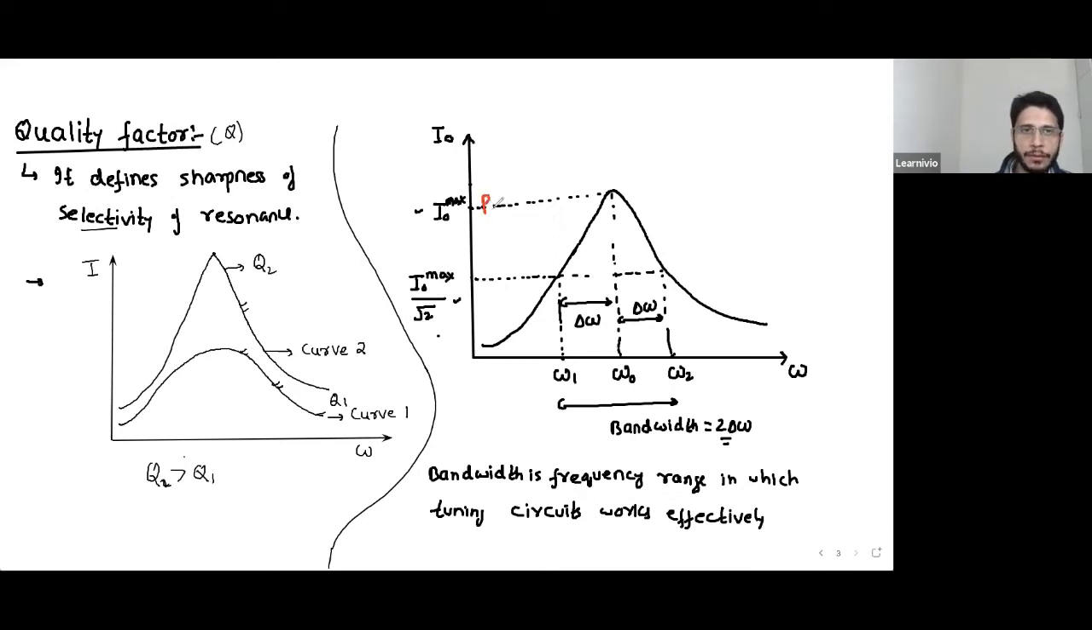Similarly, you should remember that at resonance, your power is maximum. This is average power, which is maximum. But at these frequencies, omega 1 and omega 2, your power is just half of maximum power, P max by 2. In numericals, we will use both these facts. That at omega naught, your current is maximum. At omega 1 and omega 2 frequency, your current is I naught max by root 2. At omega naught, your average power is maximum, but at omega 1 and omega 2 frequencies, your power is just half of maximum power.